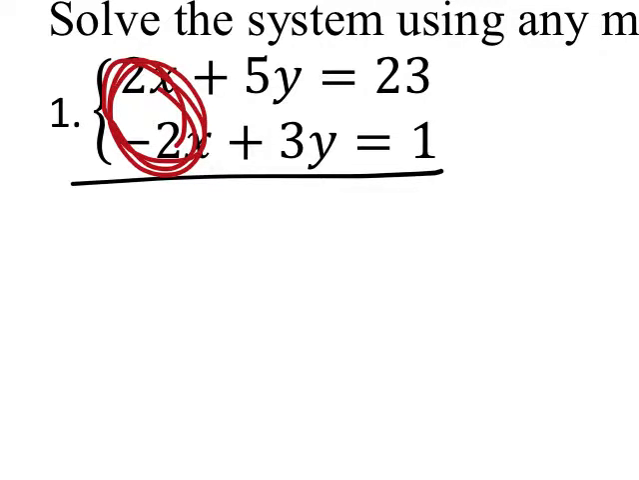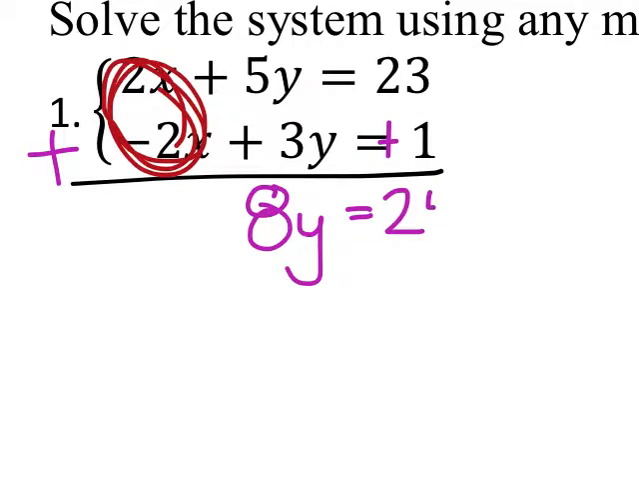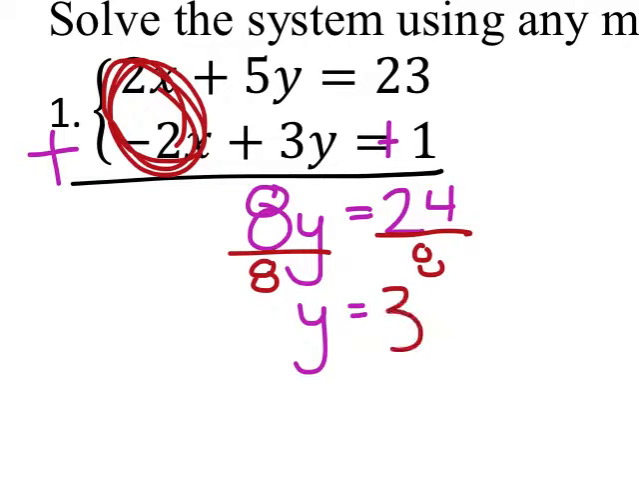So since they're gone and we're adding, we'll still add the 5y and the 3y. We'll get 8y. This equals 23 plus the 1, which is 24. And we find, after dividing both sides by 8, that y is 3. Now this is only half of the problem. Y is 3.